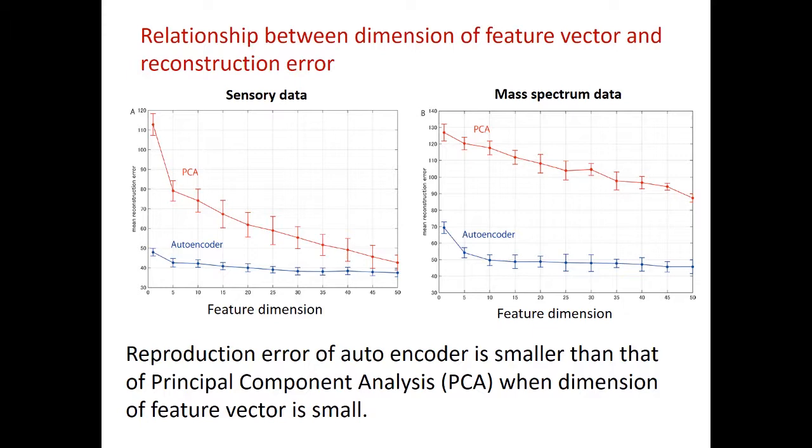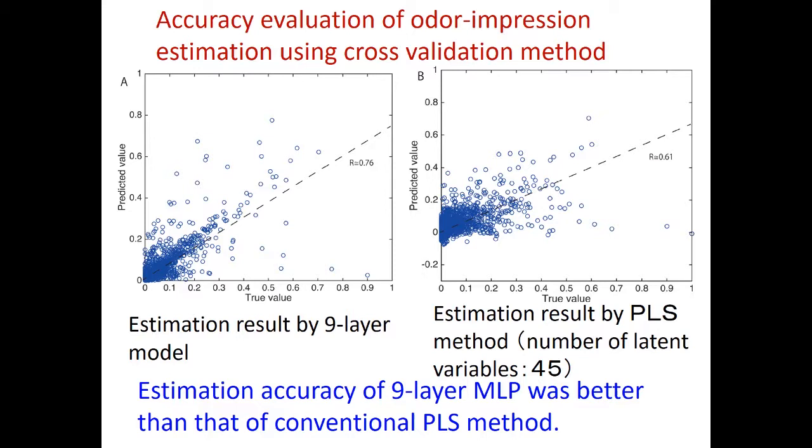When the dimension becomes larger, the error of PCA, the principal component analysis, and the autoencoder becomes similar. However, for small dimensions, the autoencoder has high performance. This is sensory data, this is mass spectrum data. The reconstruction error of the autoencoder is smaller than that of principal component analysis when the dimension of the feature vector is small. And this is the accuracy of odor impression estimation using the cross-validation method.